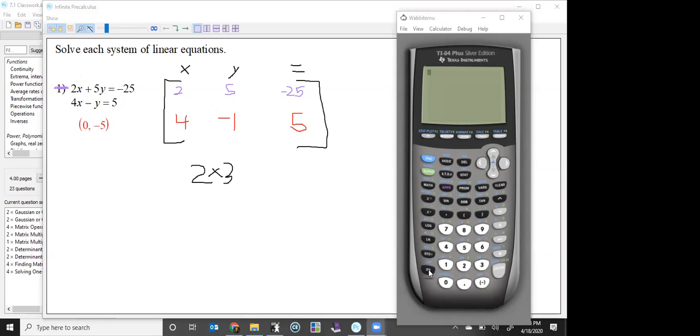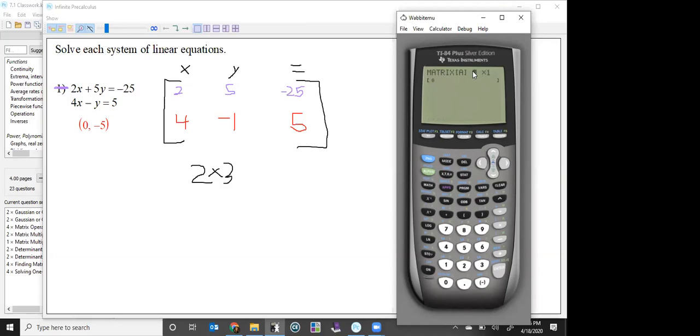Well, how do I do that in my calculator? You notice in blue right here, the calculator has a matrix button. So I'll hit second, and then X to the negative 1. And then this pops up on my screen. I'm going to click over to edit and hit enter.